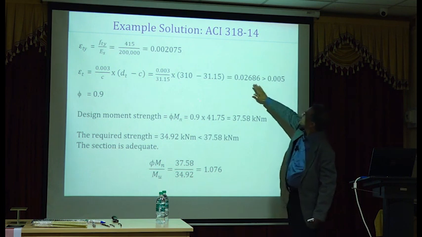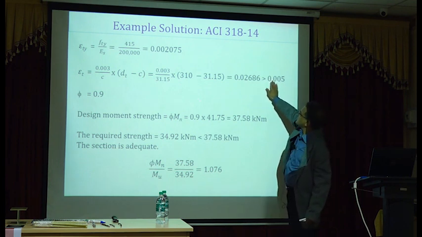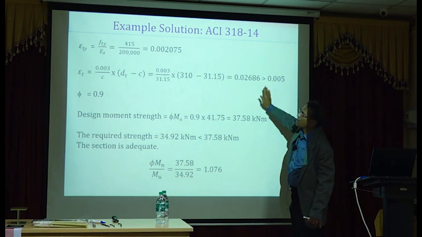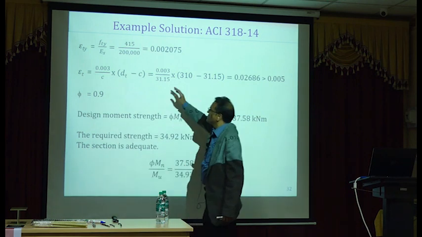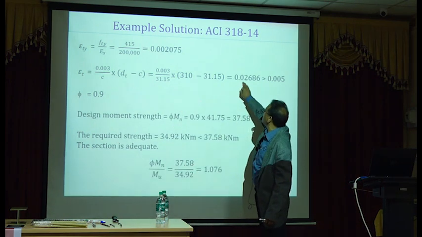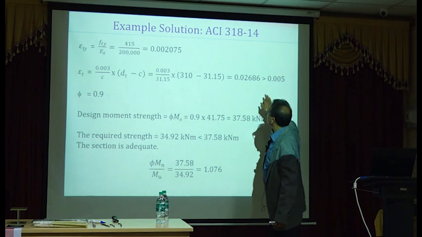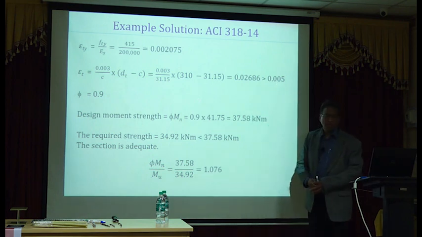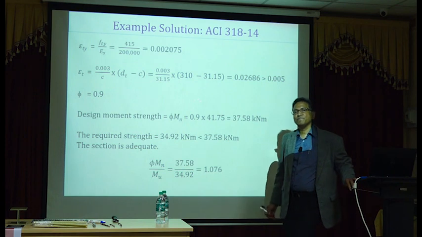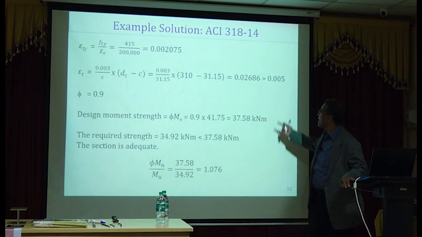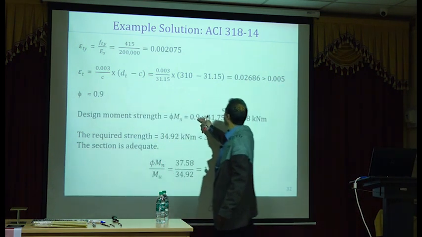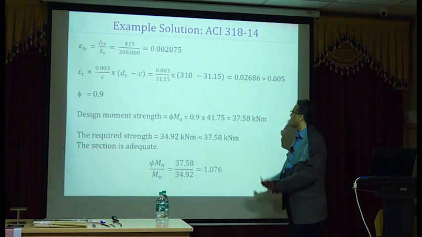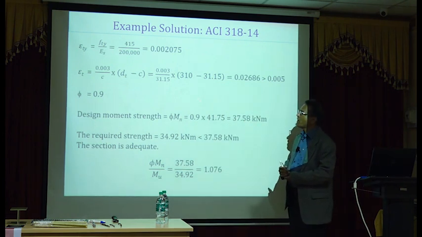Epsilon T is 0.02686. It's greater than 0.005. How do I get epsilon T? I get epsilon T based on the strain diagram. So the strain diagram gives you epsilon T of 0.02686, which is greater than 0.005. But what's the significance of 0.005? That's the tension controlled condition, right? That means phi factor is 0.9. That's what I get here. So that would be 0.9. 0.9 times 41.75 is 37.58.